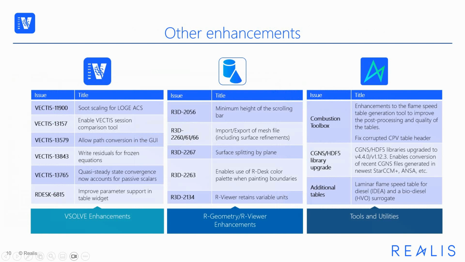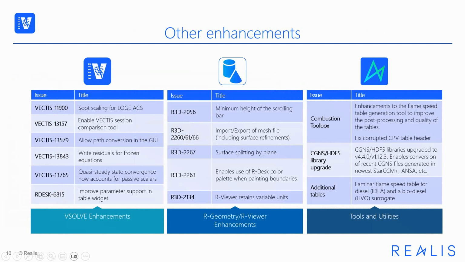For our geometry and our viewer, specific improvements include the scrolling bar present in the tree, which now has a minimum height to ensure smooth navigation, even in complex geometries composed of hundreds of bodies or components. The import and export of volume mesh definitions into the text input file format for vmesh has been added, and surfaces can now be split by plane for an accurate description of boundary conditions and monitoring. This operation, as mentioned earlier, supports scripting.